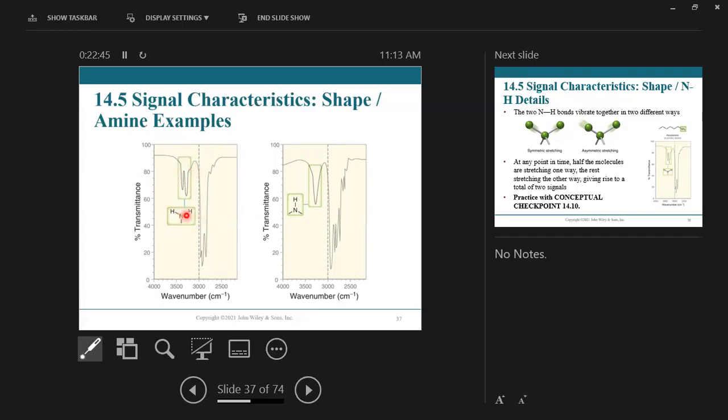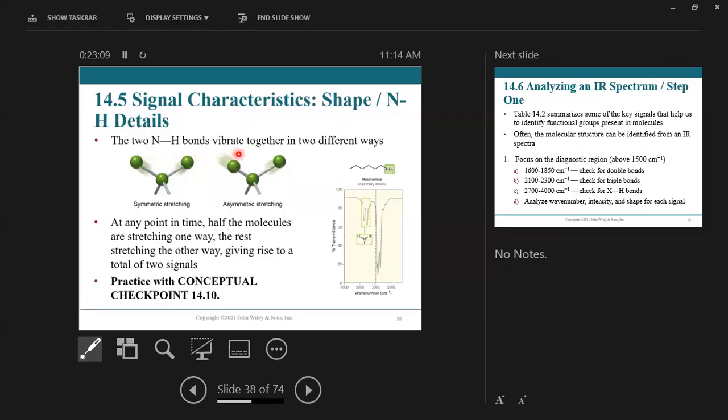So here we have a primary amine, and here we have a secondary amine. You see the 1 signal for the secondary amine, and you see the two signals for the primary amine right here. The 2 NH bonds vibrate together in 2 different ways. We can have symmetric stretching and asymmetric stretching. That's how we get the 2 signals, from the 2 types of stretching.